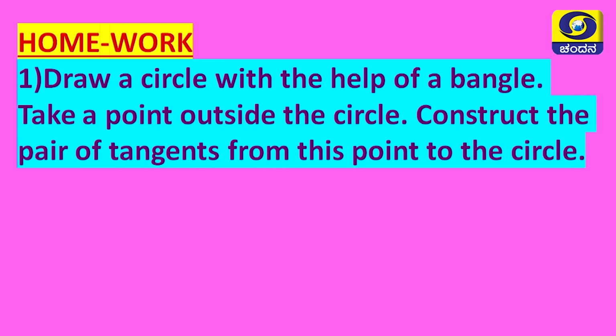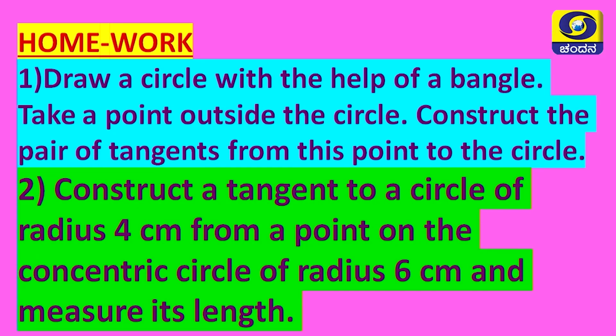After making a circle, take point outside the circle. You just take any point outside the circle, that will be your external point. Then construct a pair of tangents from an external point to this bangle circle. This is the first question. Let us see the next question. Next question says that construct a tangent to the circle of radius 4 cm from a point on the concentric circle of radius 6 cm and measure its length.